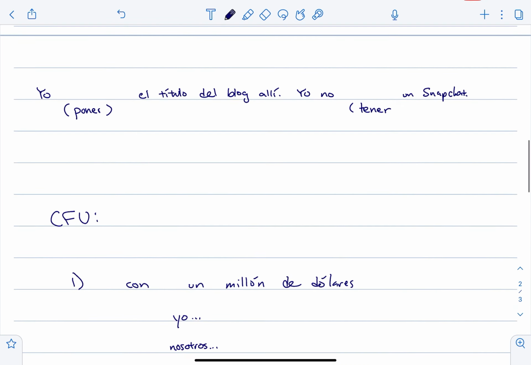Here's another example. I would put the title of the blog there. I would not have a Snapchat. Yo pondría, here's an irregular verb, el título del blog ahí. Yo no tendría un Snapchat. It's another irregular verb.